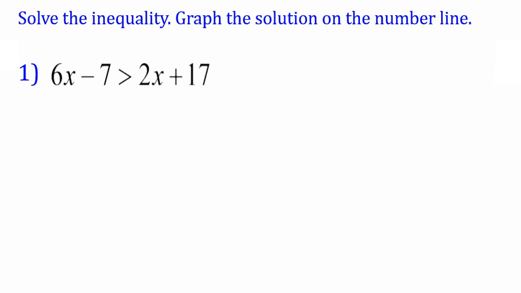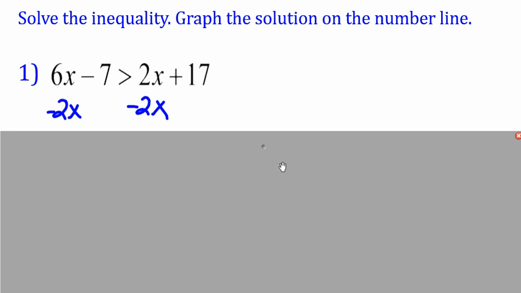So let's work on solving some inequalities, and then remember we're going to talk about graphing them. So here we have 6x minus 7 is greater than 2x plus 17. Just like we did before solving equations, we're going to follow the same steps to get the variable on one side and our constants on the other, and simplifying. There's no fractions to deal with, no distribution over addition or subtraction. So we're going to start with the lowest variable, and our lowest variable here is 2x. So I would subtract 2x from each side of the inequality.